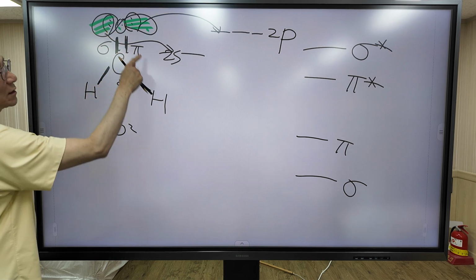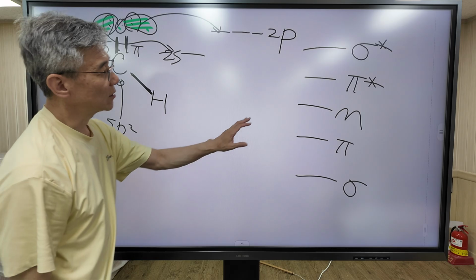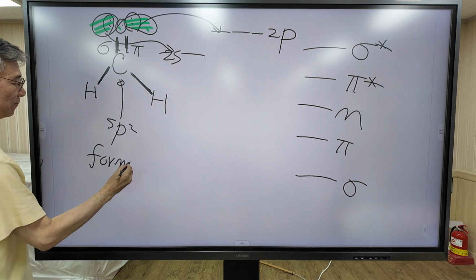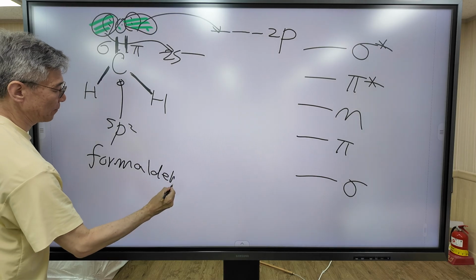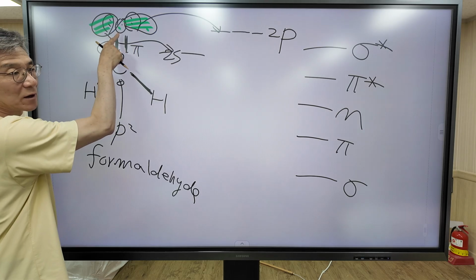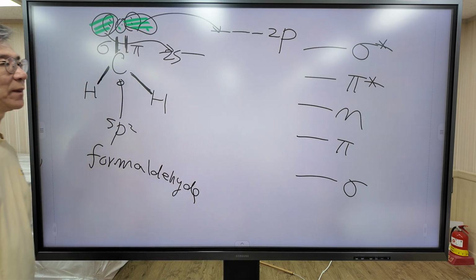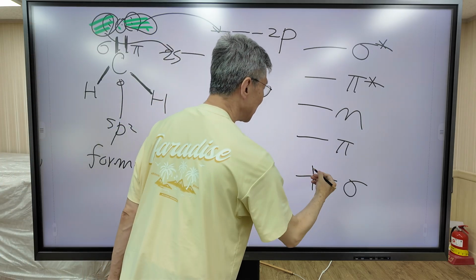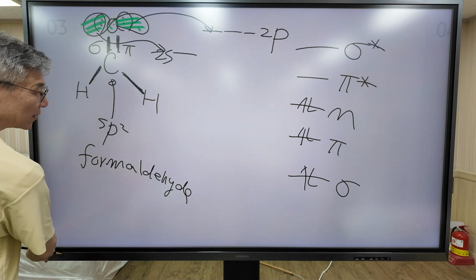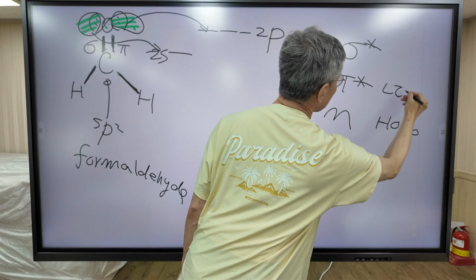And the lone pair sits between pi star and pi. This is the molecular orbital energy diagram of formaldehyde. As you can see, due to heteroatoms, we have a special type of orbital which is called non-bonding orbital. Electrons occupy sigma, pi, n. So in formaldehyde, this is HOMO. This is LUMO.